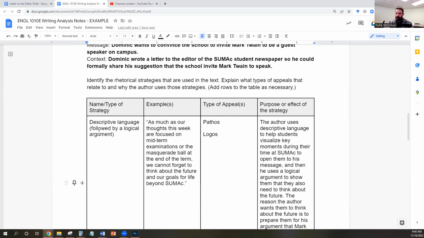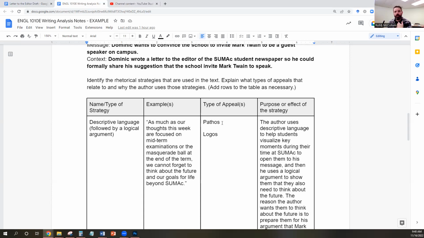At the beginning of my paper, I use a descriptive image, followed by a bit of a logical argument. I put in the quote there that Dominic writes, that he wants students to not only think about the great experiences they have on campus, such as midterm examinations or the masquerade ball, but they also need to be thinking about what they will do after they leave university. So there is a very slight use of descriptive language. It's not great, but there is some.